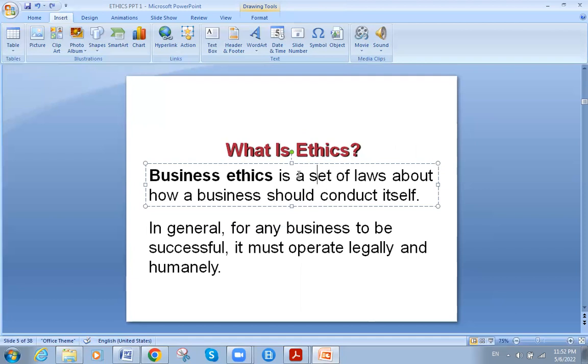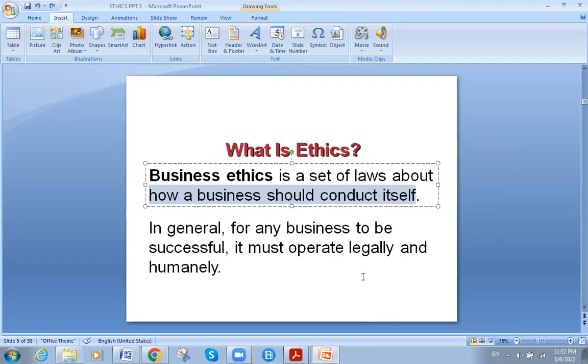Business ethics is a set of rules about how a business should conduct itself, how it should run itself, what is supposed to be right and what is supposed to be wrong in business, what to do and what not to do. All these are the ethical rules in business ethics.